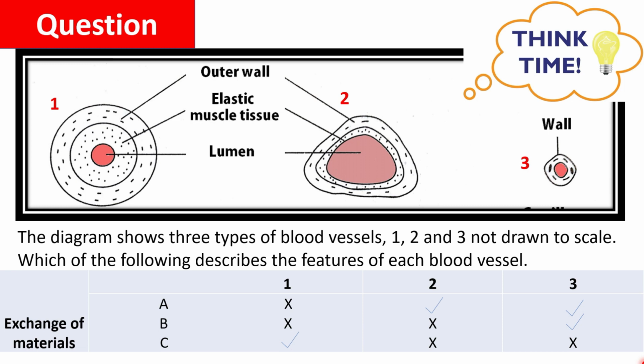So, before you think about the answer, you need to know what is the first blood vessel, what is the name of the second blood vessel, and the third one. So, the first blood vessel is the artery, second blood vessel is the vein, third blood vessel is the capillary. Find the correct answer and mention the correct answer in the description.